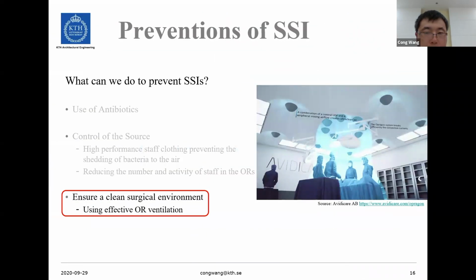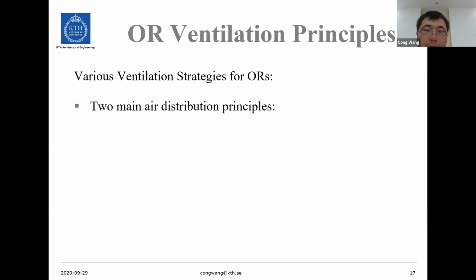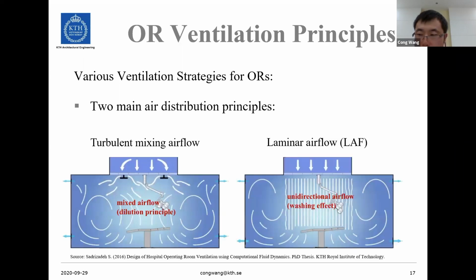So, special efforts and attention should be paid to the third solution, that is, ensuring a clean surgical environment by using effective operating room ventilation. Over the years, many different ventilation strategies have been developed for operating room use, but those ventilation strategies mainly fall into two categories, that is, two main air distribution principles. The first one is turbulent mixing airflow, and the second one is laminar airflow.